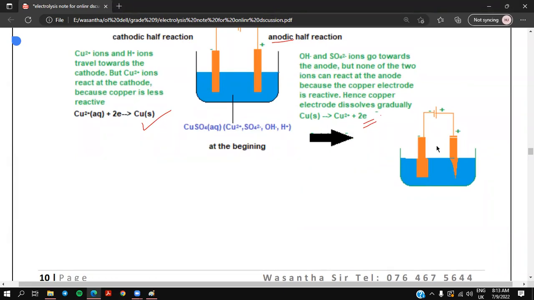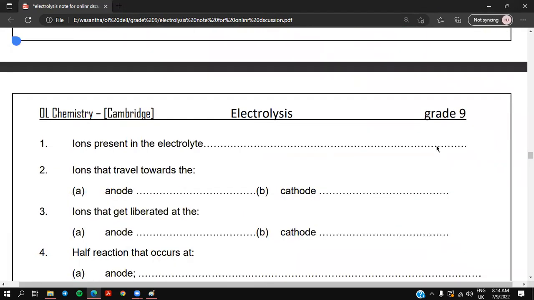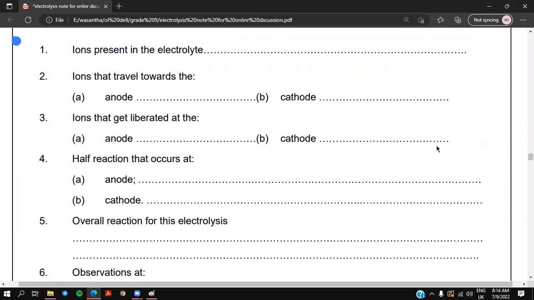So this is at the beginning. Here you can see after some time, cathode size increases. Here, anode size decreases. I'll give you a couple of minutes to find out the answers for these things. See if you can get the answers.